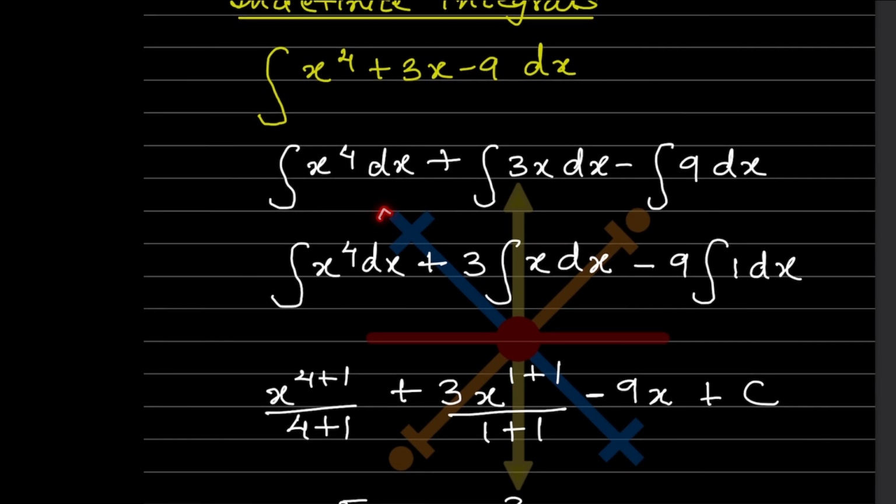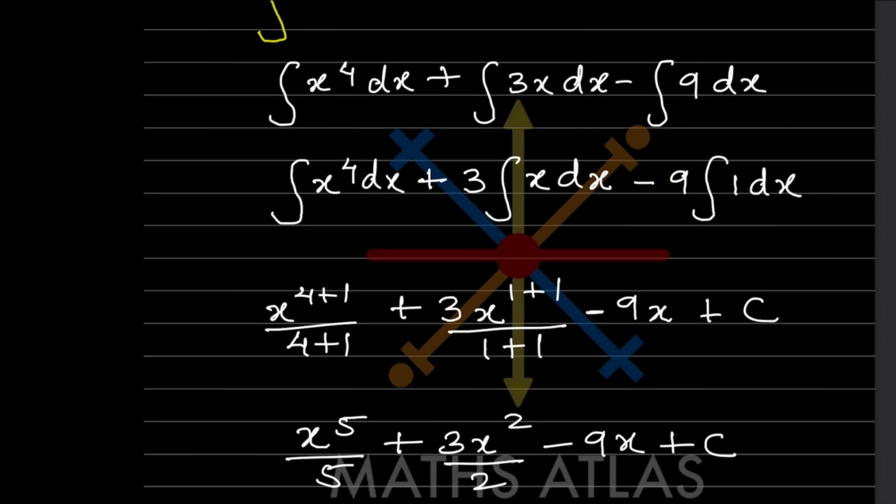So now, what will you do? Write the first one as it is. In the second, 3 is a constant, so you will take it outside, and the other things will be inside. Again, 9 is a constant, you will take it outside, so inside that will be integral 1 dx. So now let us take the integration of this one. That will be x raised to 4 plus 1 divided by 4 plus 1. This 3 will be as it is. Here, x is raised to 1 actually, so that will be x raised to 1 plus 1 divided by 1 plus 1.